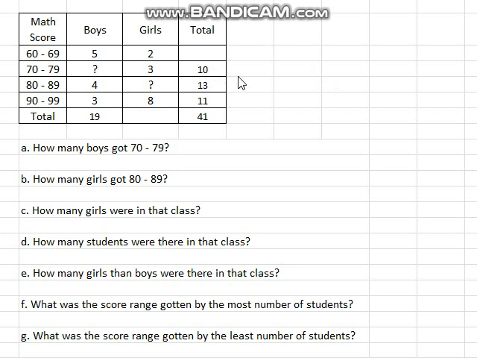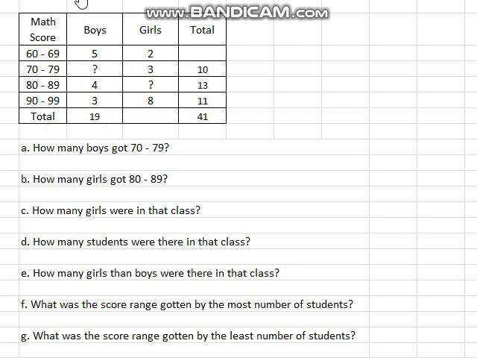Okay, how to analyze data in a table, and this is the table of math scores in a class. You have boys and girls, and then these are the score ranges, right? From 60 to 69, and so on. No one got below 60, and no one got 100. So let's see how to solve this.